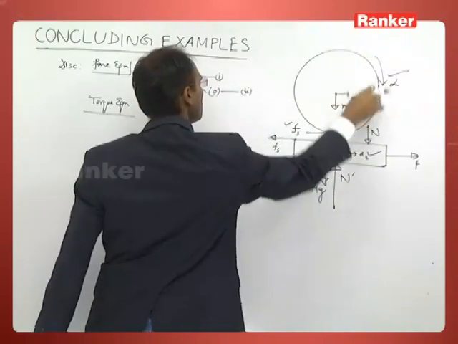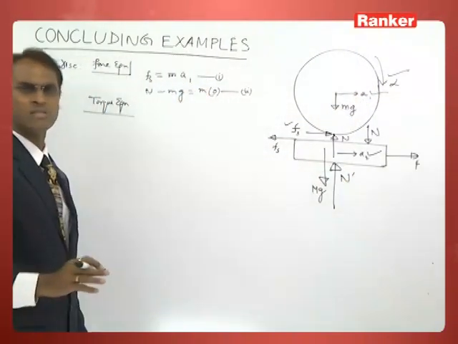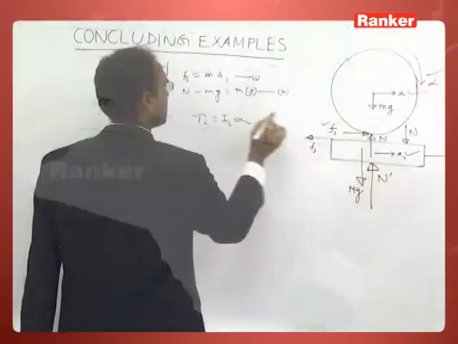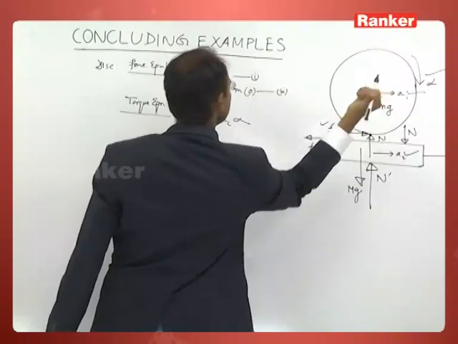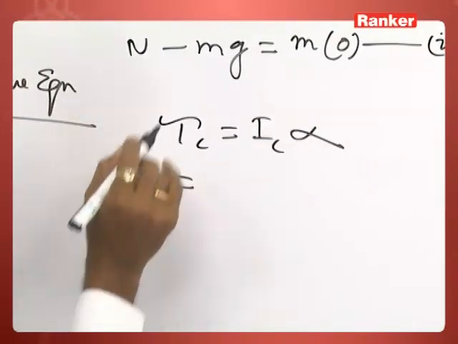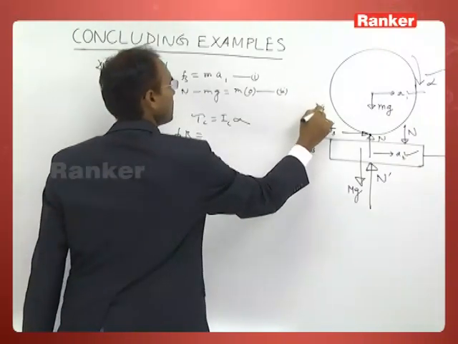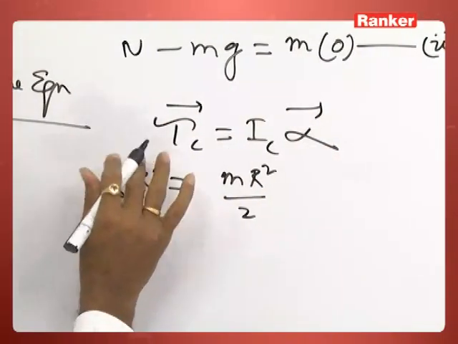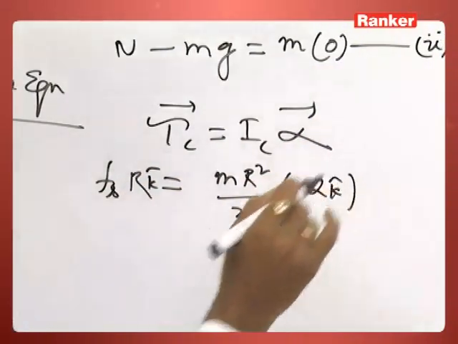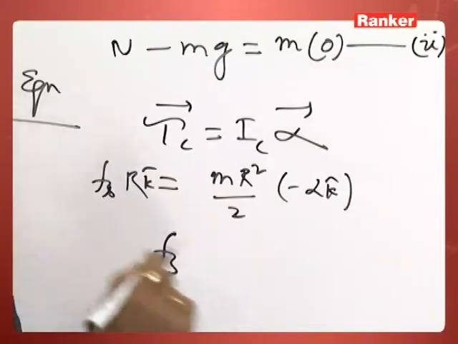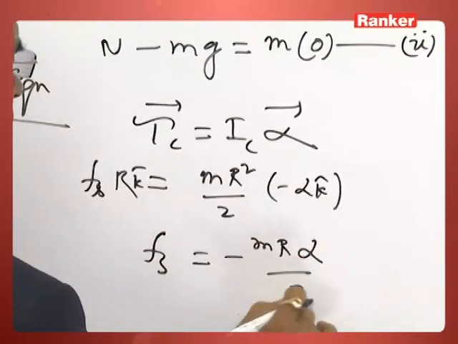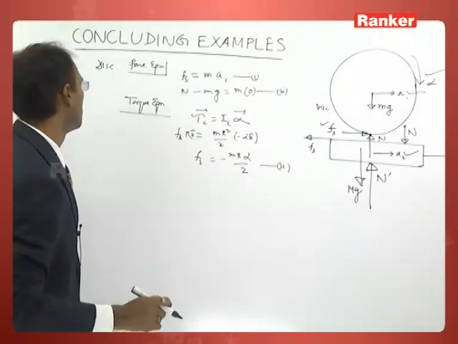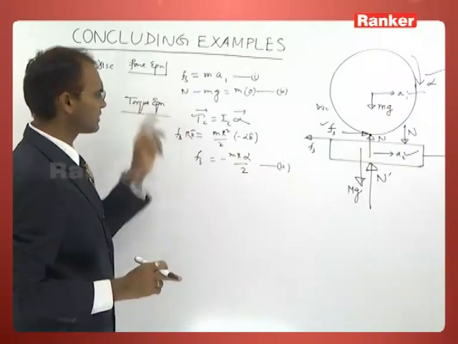Let us write the torque equation of the disk about the z-axis which passes through the center of mass. Tau c is equal to Ic into alpha. Tau c is equal to the frictional force, which will produce anti-clockwise torque, that's equal to Fs into R. If this is a disk, Ic is equal to mR square by 2. And alpha, this is plus k cap; alpha I have taken in negative k cap direction. So this will give us Fs is equal to minus m R alpha by 2. Same set of equations I have written in the last example.